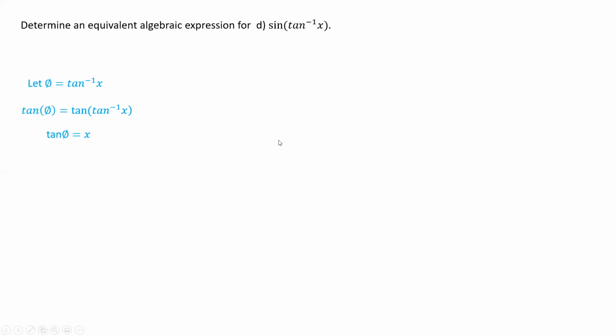Theta in the corner. Tangent is opposite over adjacent. We have the opposite side. Adjacent side is assumed to be 1. What's the missing side on the hypotenuse? X, 1, missing side. A squared plus b squared equals c squared, and then we take the square root.